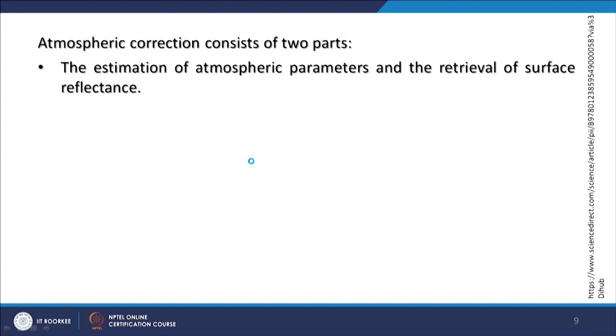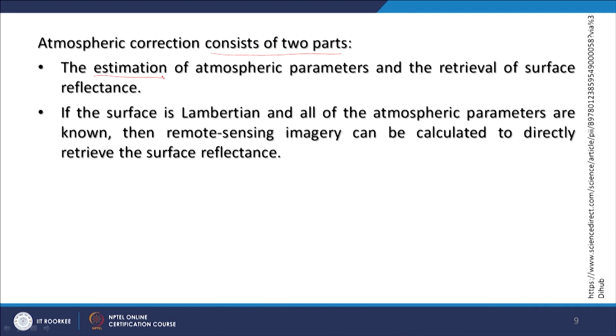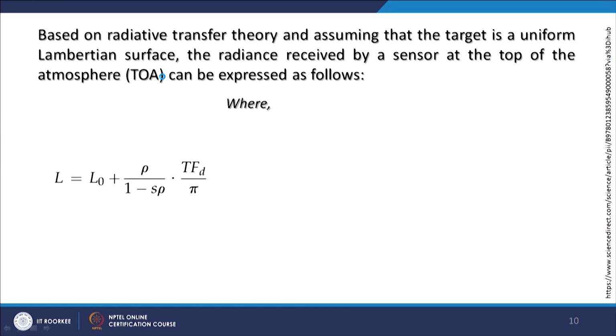Now, atmospheric correction consists basically of two parts. One is the estimation of atmospheric parameters. Again, this is estimation, and a lot of assumptions would be there. The other is retrieval of surface reflectance. If the surface is Lambertian and all the atmospheric parameters are known, then remote sensing images can be used to directly retrieve the surface reflectance. And so, these are the conditions.